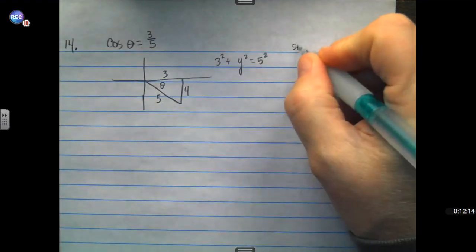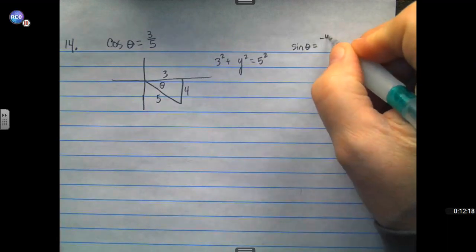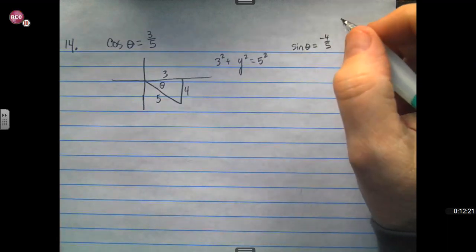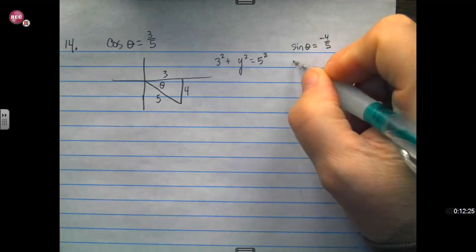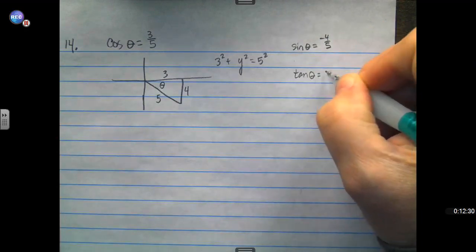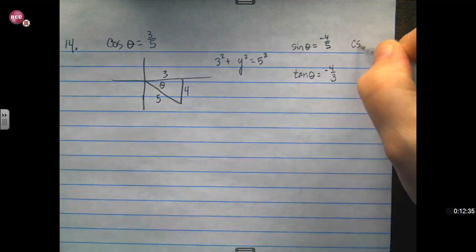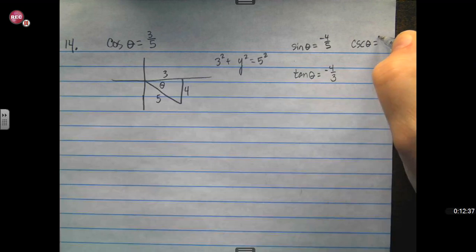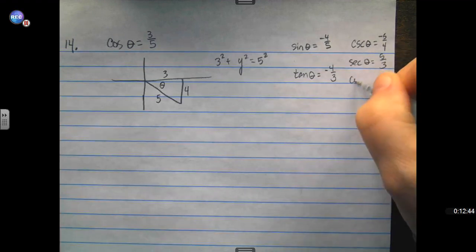So then we go through and we list all the values. Sine theta is negative 4/5 because we're in the 4th quadrant. Sine's negative. Cosine theta is what they gave us. Tan theta is negative 4/3. And then we do the reciprocals. So cosecant is negative 5/4. Secant is 5/3. And cotangent is negative 3/4.